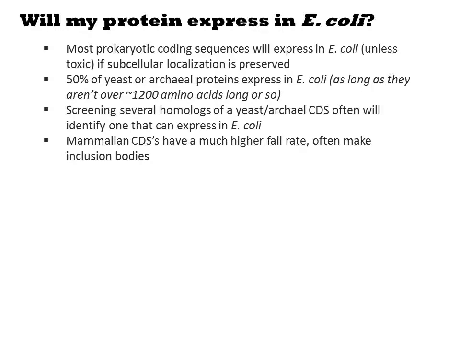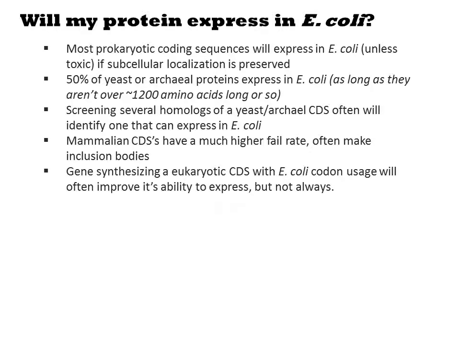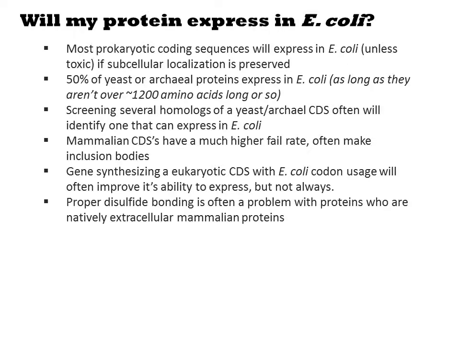Mammalian coding sequences, particularly for extracellular proteins, have a much higher fail rate, and they will often make inclusion bodies, which are insoluble aggregates of the protein. Synthesizing a eukaryotic coding sequence with E. coli codon usage will often improve its ability to express, but not always. The main culprit for poor expression is often the use of a rare arginine codon such as AGA or AGG, which is common in eukaryotic and archaeal genes.